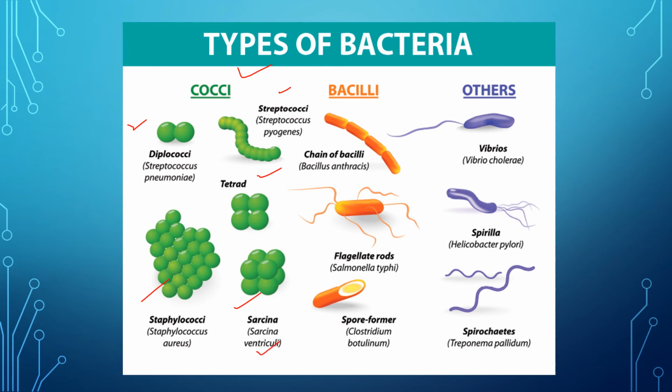When you talk about bacilli, it occurs in a chain-like structure called a chain of bacilli. The example is Bacillus anthracis. Then there are flagellated rods present on this bacilli. Example, Salmonella typhi. Then there are spore formation or spore former bacilli called Clostridium botulinum. Then others which are comma shaped are the Vibrio cholerae. Then spiral structures, Helicobacter pylori. Spirochetes, Treponema pallidum. So these are the examples of certain bacteria with different shapes.